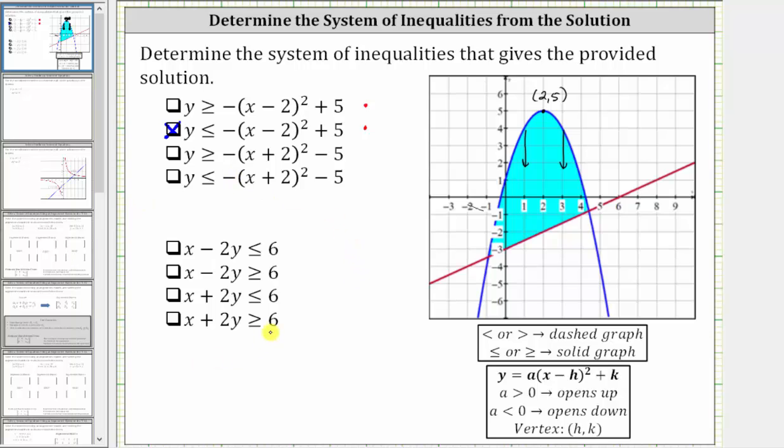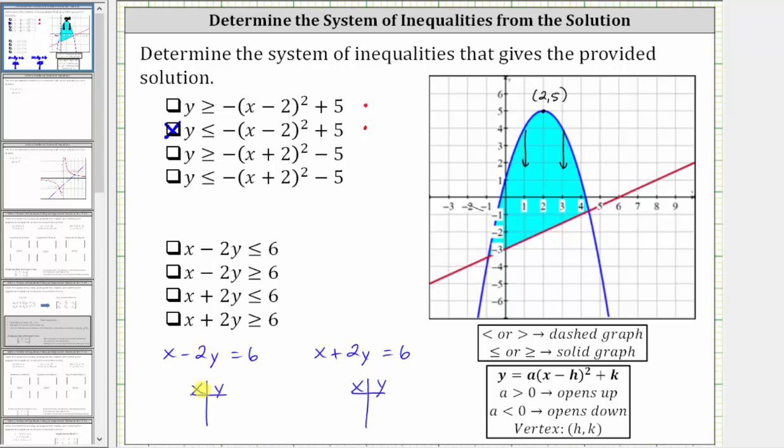And now looking at the next group of inequalities, we first need to figure out which related equation would give us the graph of this red line, where the vertical intercept is (0, negative 3), the horizontal intercept is (6, 0), and the slope is 1/2. So notice how the related equations would be x minus 2y equals 6 and x plus 2y equals 6. To figure out which of these would give us the graph of the red line, we could solve for y and write the equation in slope-intercept form, but since we already have the equation in standard form, let's go ahead and find the horizontal and vertical intercepts for both equations.